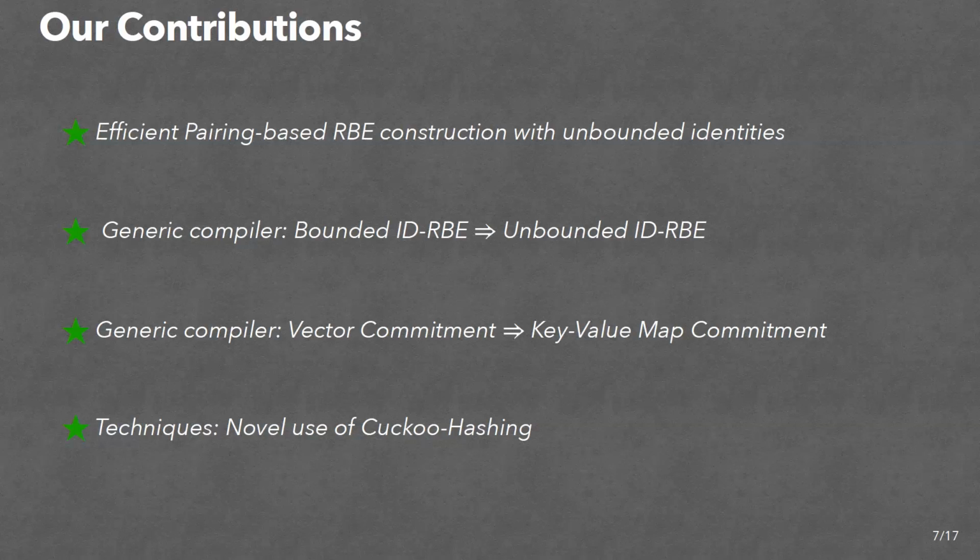And for that, we constructed a generic compiler that boosts any bounded identity space RBE to an unbounded identity space RBE. In another result, we also observe that the same technique can be applied to boost any vector commitment to a key-value map commitment, which is an independent result, for which we also provide a generic compiler. And technique-wise, we make a novel use of cuckoo hashing that we find interesting and we hope to be of independent interest.